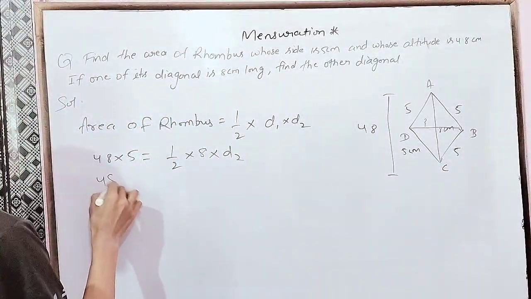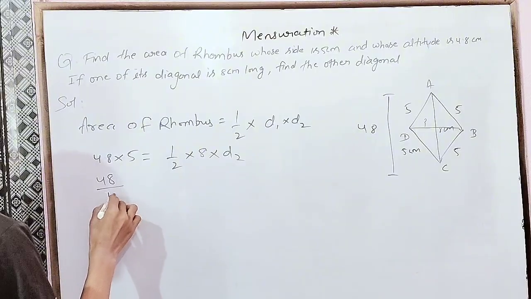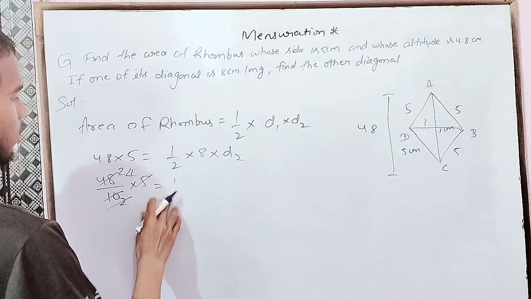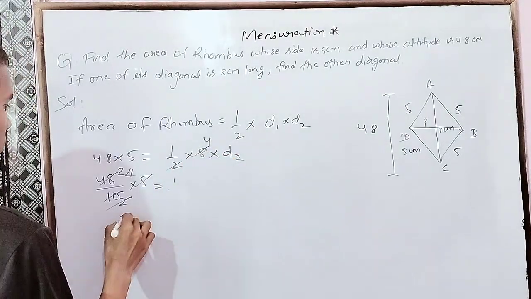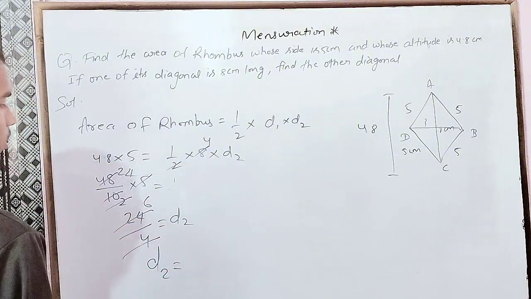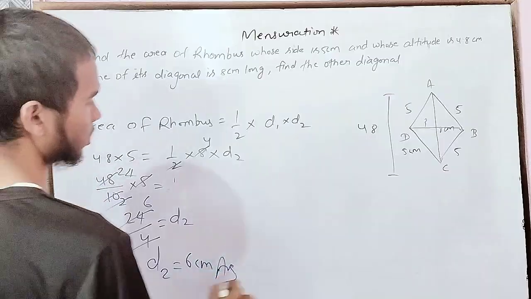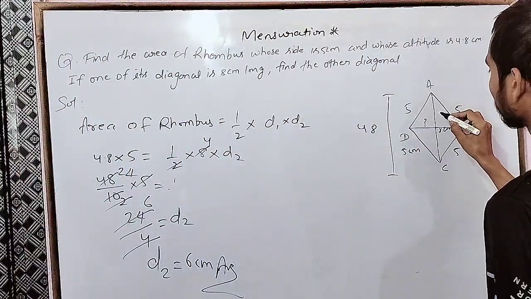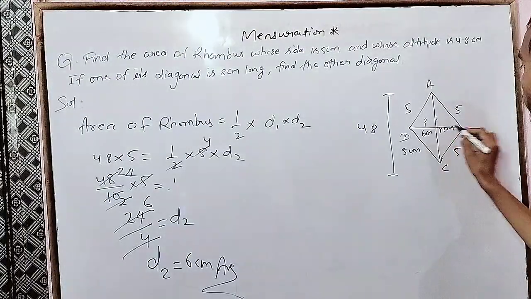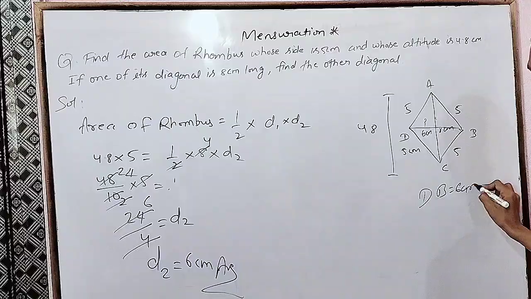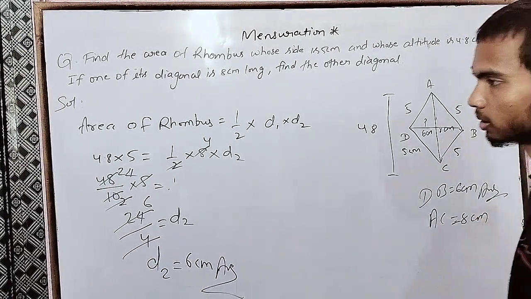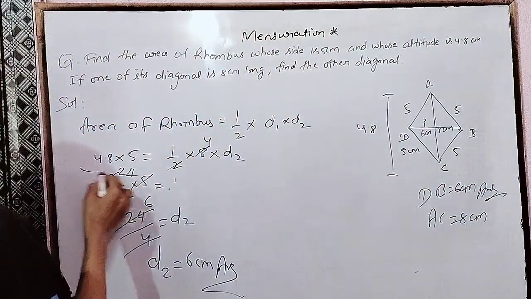So here 4.8 can be written as 48 upon 10, multiplied by 5. 5 into 10, 24. 1 by 2. 2 4s are 8. So 24 upon 4 is equal to the diagonal. 4 6s are 24, so the length of the second diagonal is 6 centimeters. So BD is 6 centimeters, and AC is 8 centimeters.